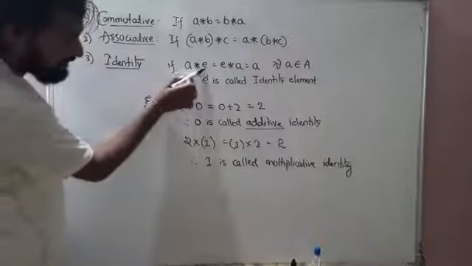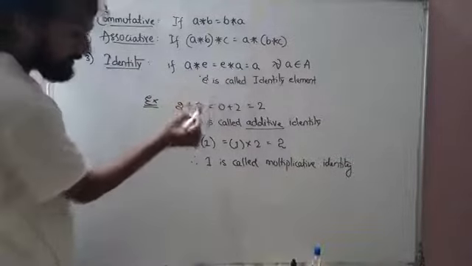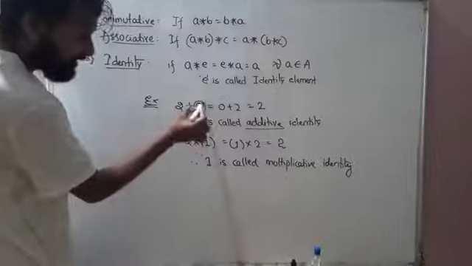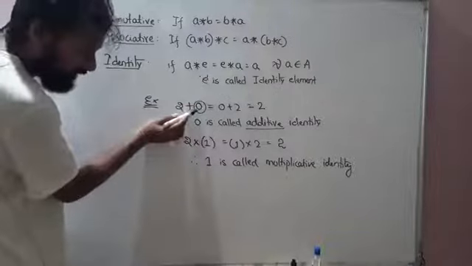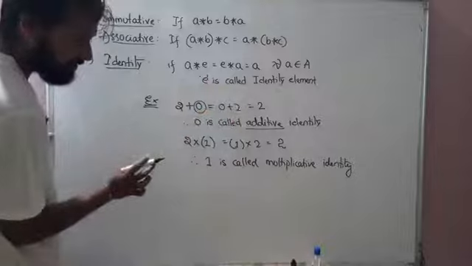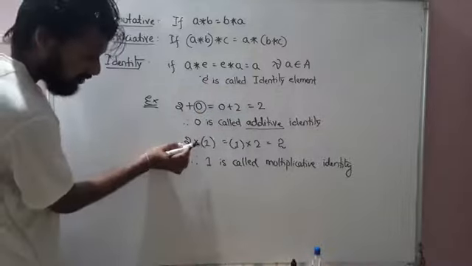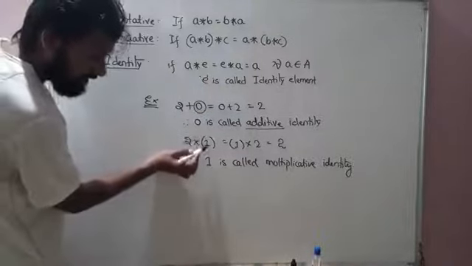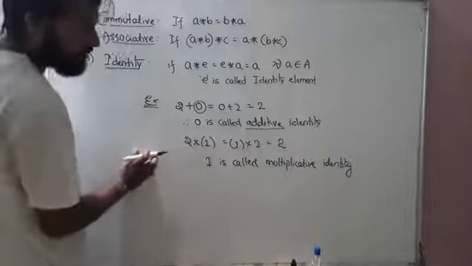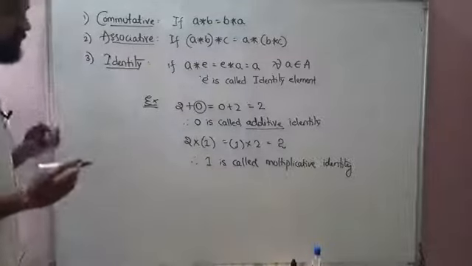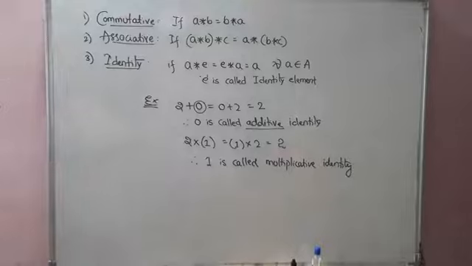A star E or E star A. This is identity. You do the operation with that element, you should get the same thing back. So in this case, the operation is multiplication and the identity element is 1. I hope this is one thing that I want to tell you. Please pause the video to note it down.